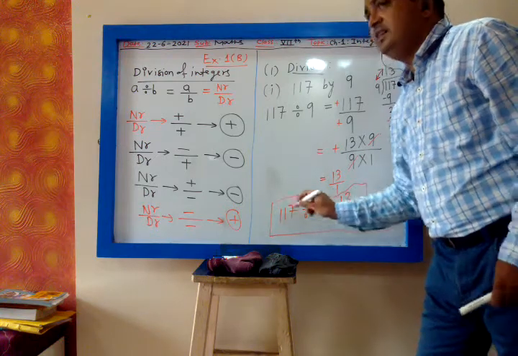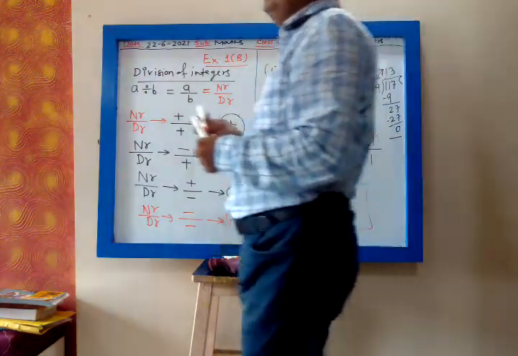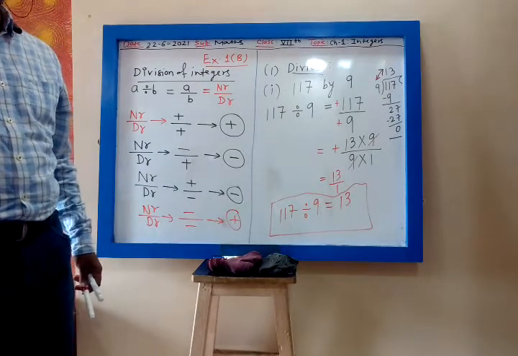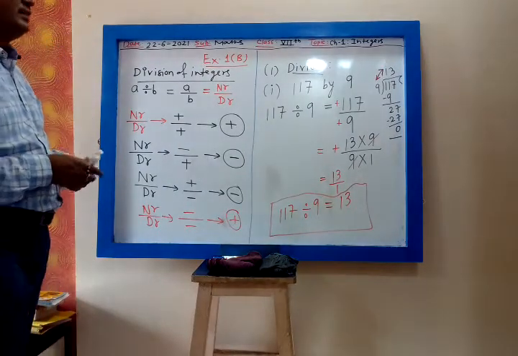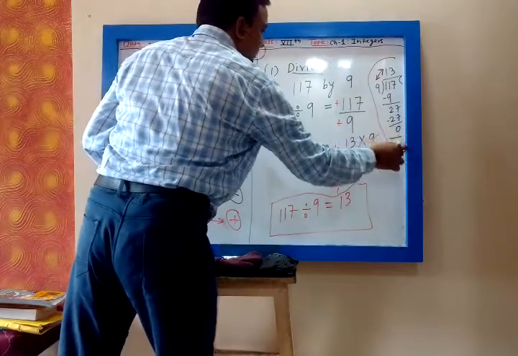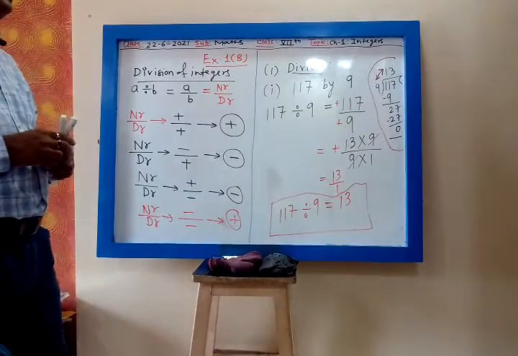Why is it plus 13? Because the numerator is plus, the denominator is plus, so the final sign will be plus. Is it clear? Now understood?